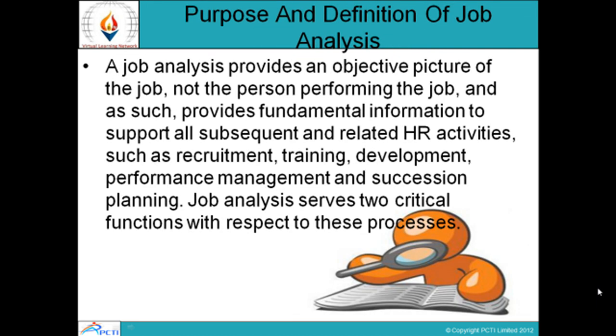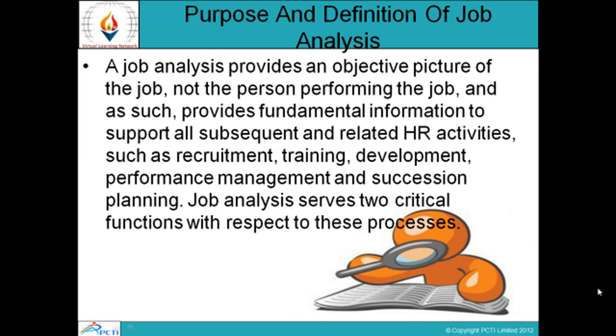So job analysis provides an objective picture of the job. That's very true. In other words, we can state that job analysis basically gives us the blueprint of all the jobs in the organization. This gives the idea of how many jobs we have, what the roles and responsibilities of each job are, what kind of work the job is going to perform, and at the same time how productive and how essential these jobs are in the organization.